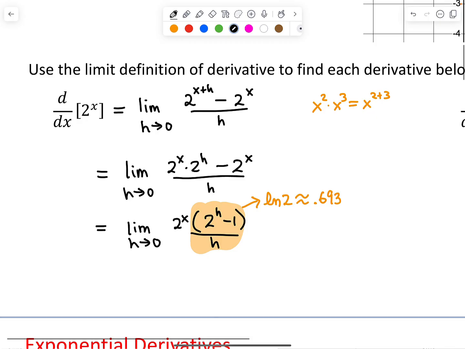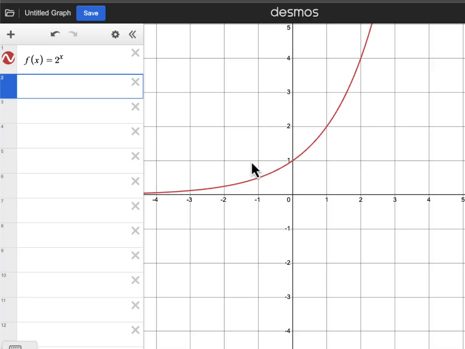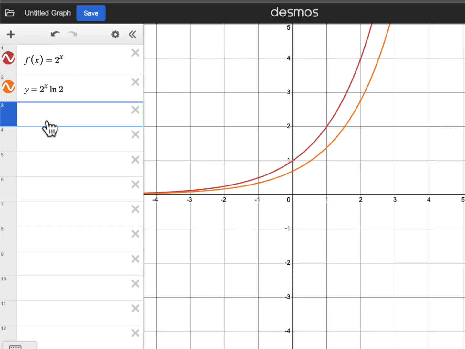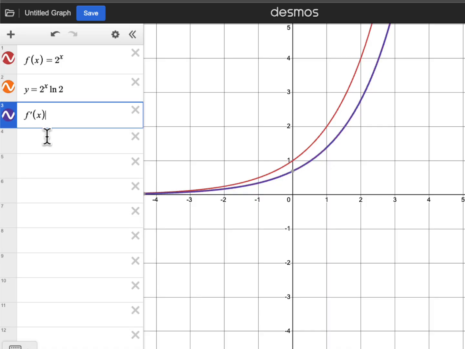Thus, the derivative of 2 to the x will be 2 to the x, this one right here, times the natural log of that base 2. Here's a graph of 2 to the x. Now I'll graph its derivative. This falls in line with our prediction, and with technology, it matches the graph of f prime of x. The orange and the purple are the same function.